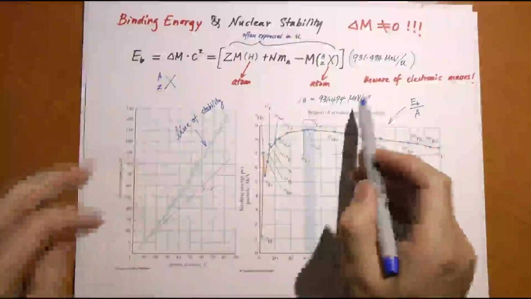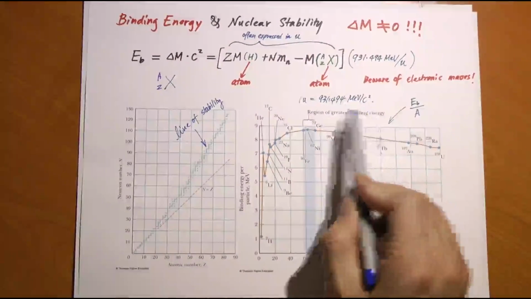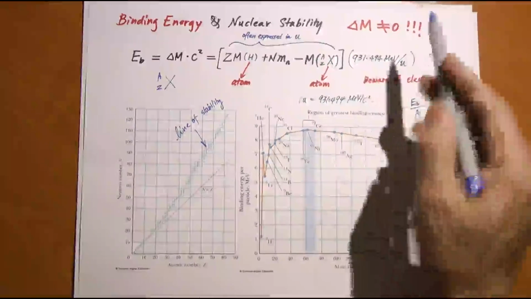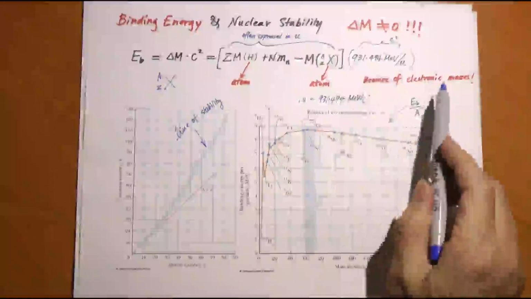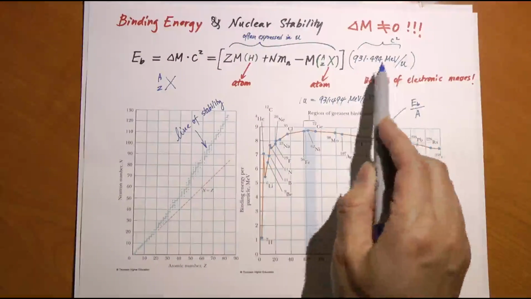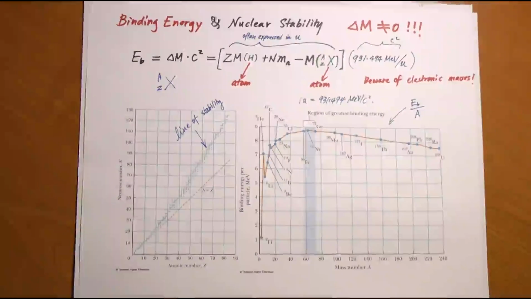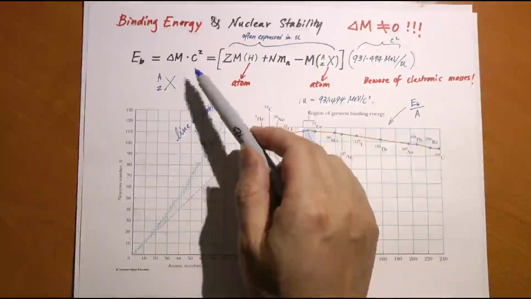Therefore, c squared itself equals 931.494 MeV divided by u, right? So there we go. This is c squared. But the nice thing about this is that you measure everything in u here, atomic mass units, and the u cancels with that u, so you just get directly MeV. So that's very convenient. Okay, this is the binding energy of the entire nucleus.